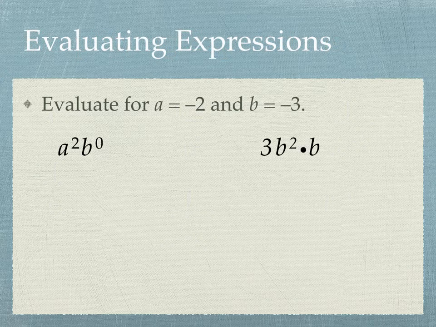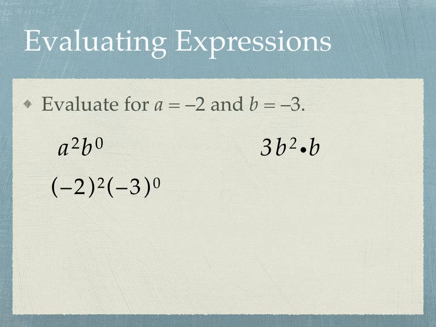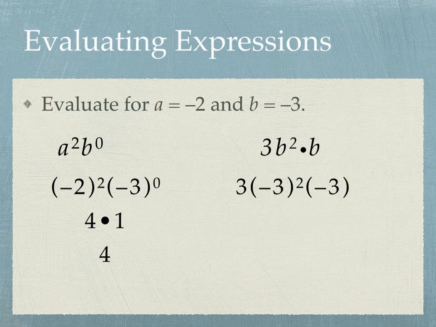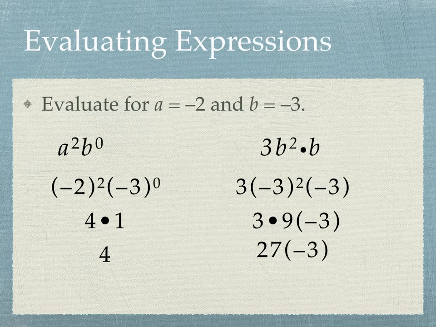So let's evaluate some expressions here. If a is negative 2 and b is negative 3, then we can substitute into the expression, and this equals 4 times 1, which is 4. Now in the next expression, only b is being squared. So it's important that we pay attention to the fact that it's negative 3 times negative 3. This final answer will be negative 81.